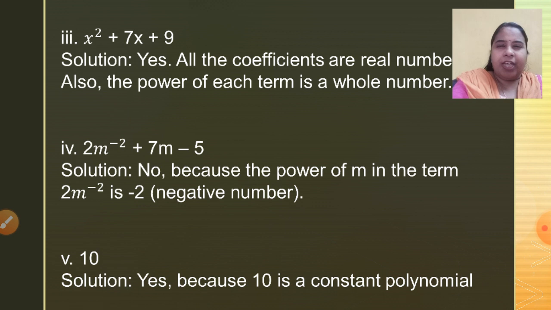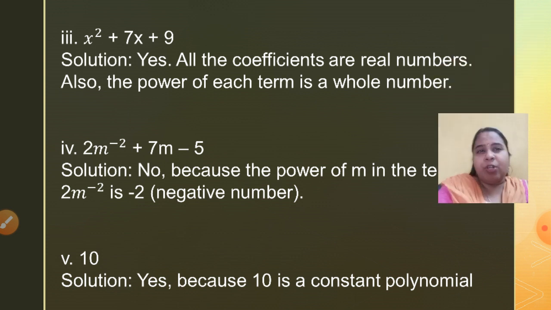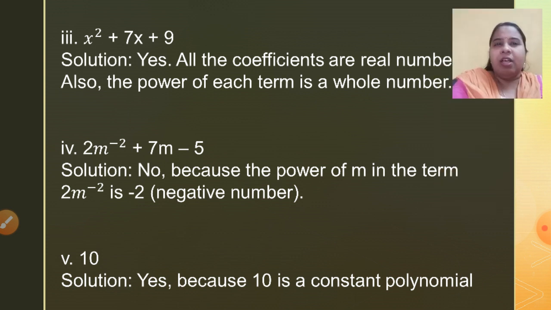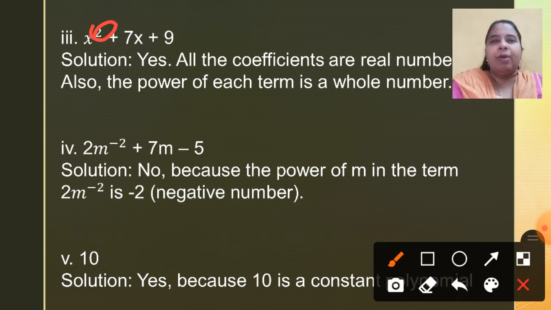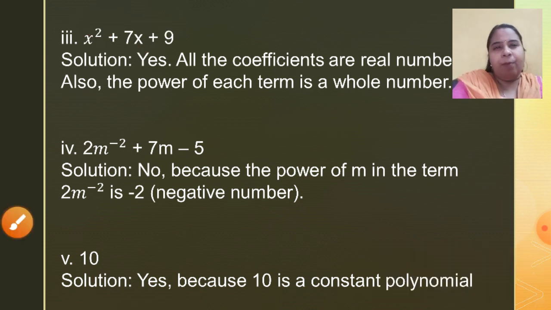See this one. x square plus 7x plus 9. Yes, no problem at all, it is a polynomial. Why? Because all the coefficients are real numbers and also the power of each term is a whole number. As you can see here, it is x raised to 2, a whole number. It is x raised to 1, again a whole number. So this is a polynomial.